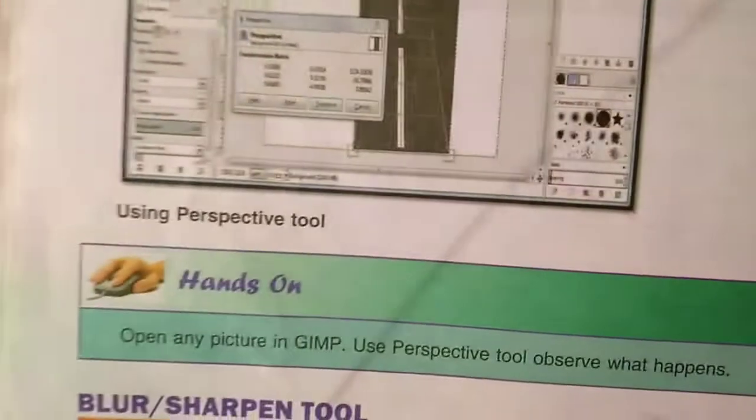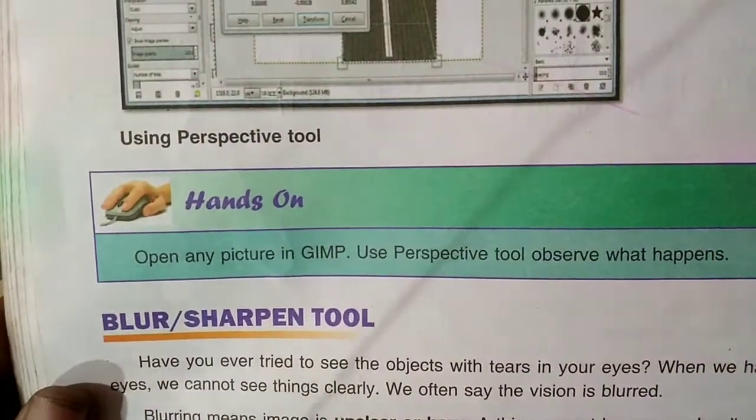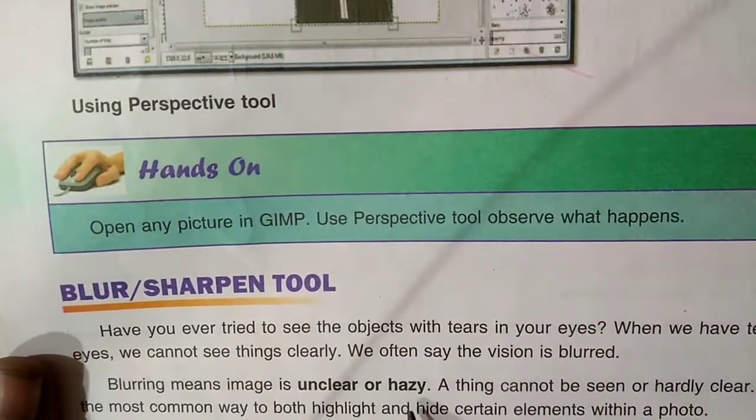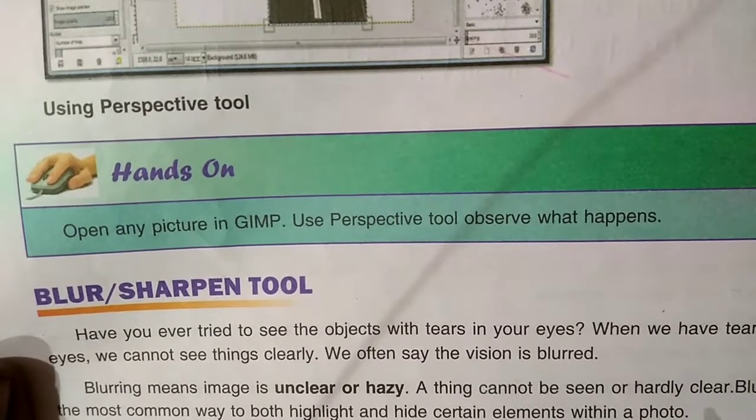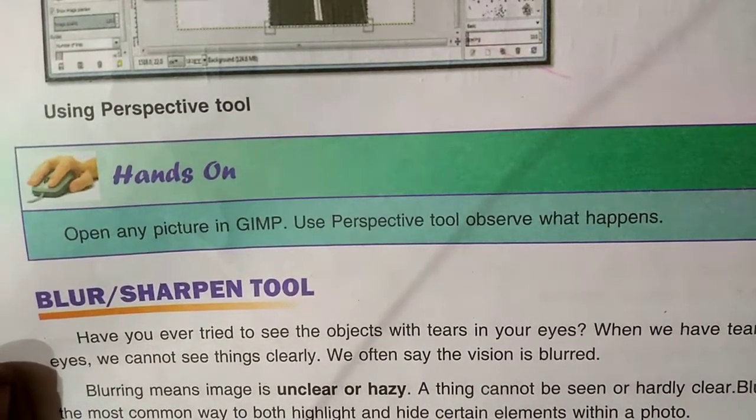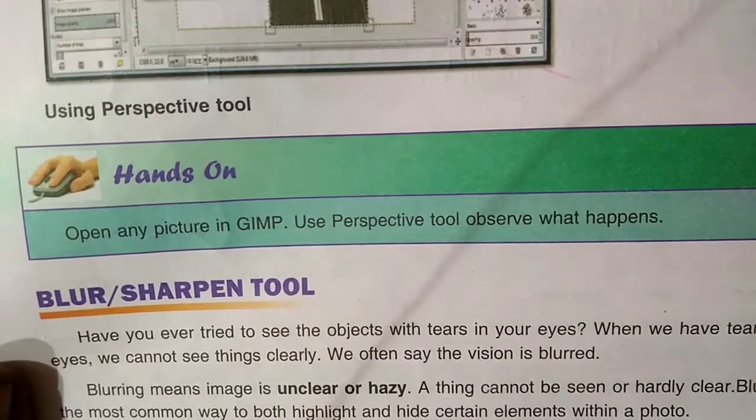Now next, blur sharpen tool. Blurring means the image is unclear or hazy, a thing that cannot be seen or is hardly clear. Blurring is the most common way to both highlight and hide certain elements within a photo. Sharpening means making the image or part of the image clearer or more distinct. Blur sharpen tool is used to blur or sharpen the image or part of the image.